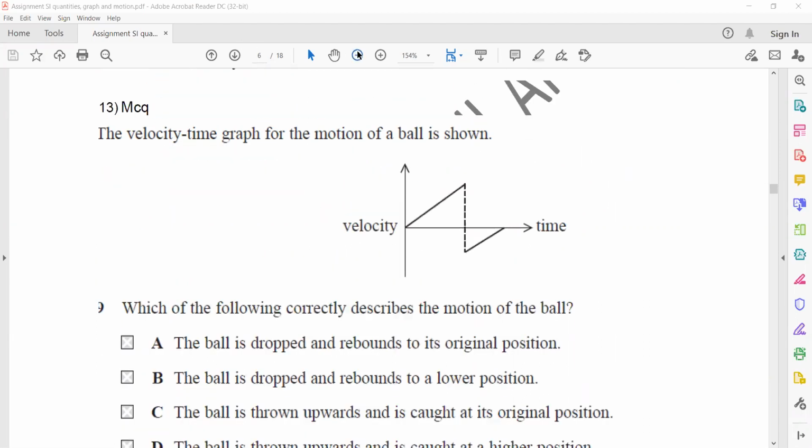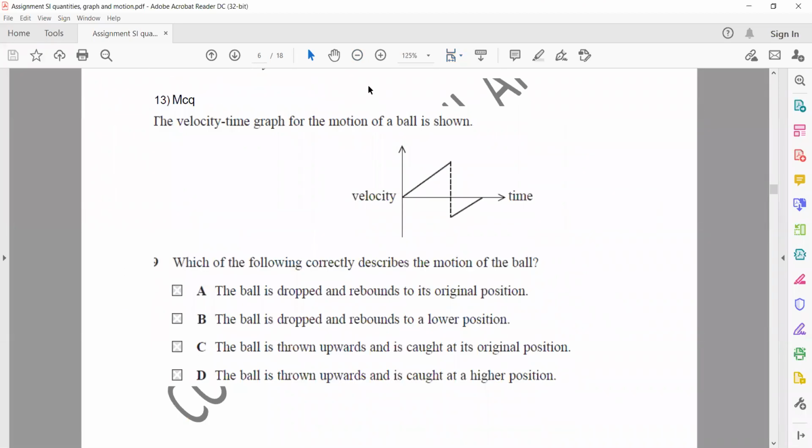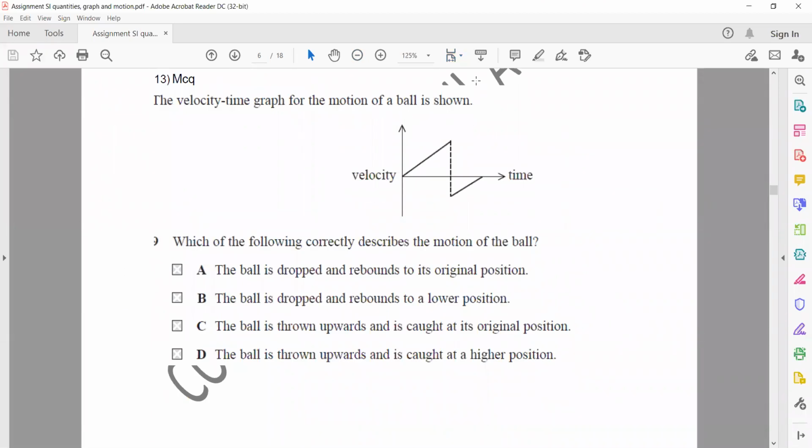In question 13, the velocity time graph for the motion of a ball is shown. Which of the following correctly describe the motion of the ball? For question 13, basically what is happening when we explain the motion of this, the speed is increasing for a ball, so it is moving downward, it is accelerating. Once it hits the surface, it bounces back. But when it bounces back, it does not bounce back with the same velocity.